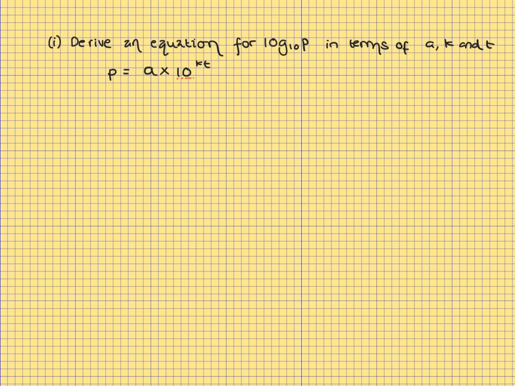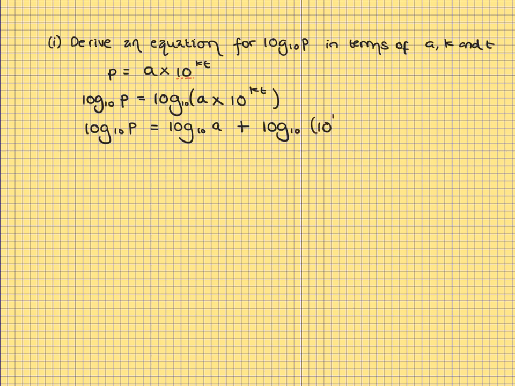So, taking log to the base 10 of both sides, we will stick with the notation that we have been given in the question. That's log to the base 10 of p equals log of a multiplied by 10 to the power of kt. So, log to the base 10 of p equals log to the base 10 of a plus log to the base 10 of 10 to the kt. And we're allowed to do that because this is a product in the bracket which separates into the sum of two separate logarithms.